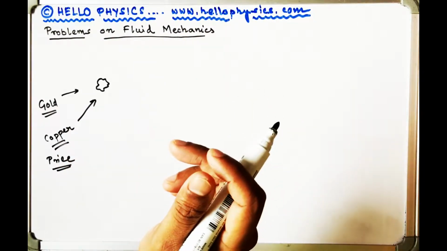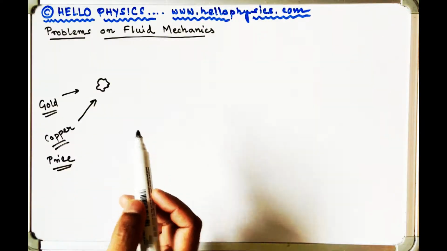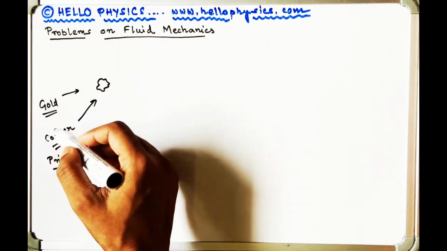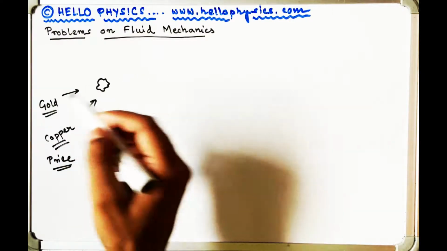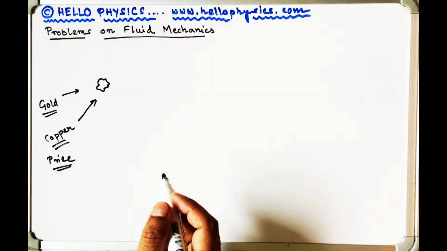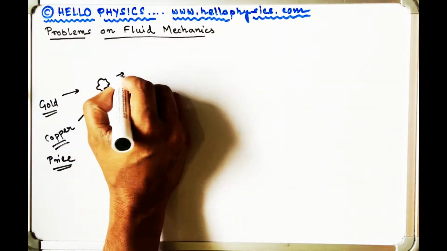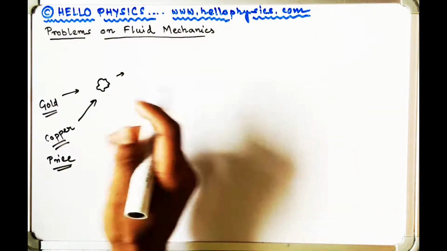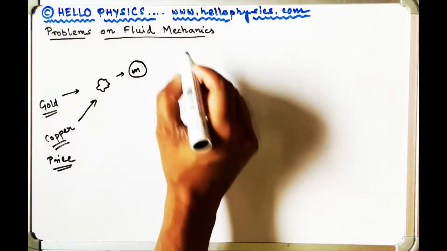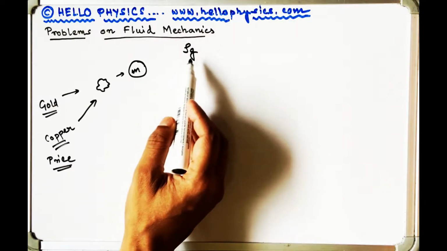But how do you catch hold of somebody who is mixing copper into gold? Here comes the importance of Archimedes principle. The Archimedes principle can be used to identify if some amount of copper has been mixed into gold. See, let me tell you how. Let's say you purchase a gold ornament, okay? Let's say this is a gold ornament of mass M. Now you know the density of gold. Let's say the density of gold is equal to rho g.